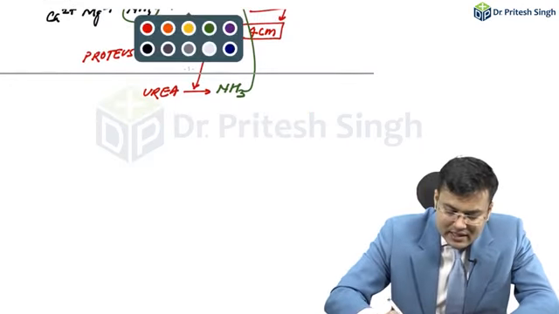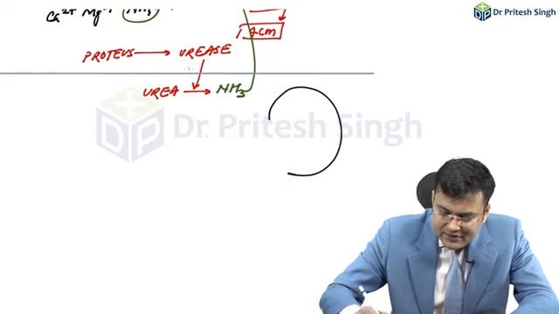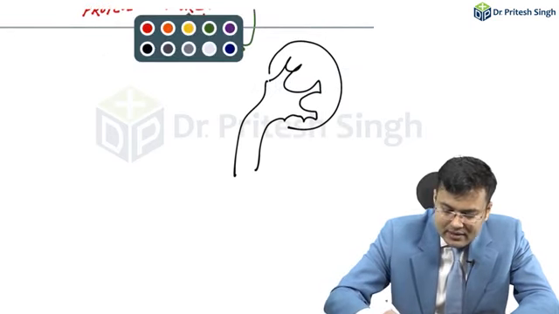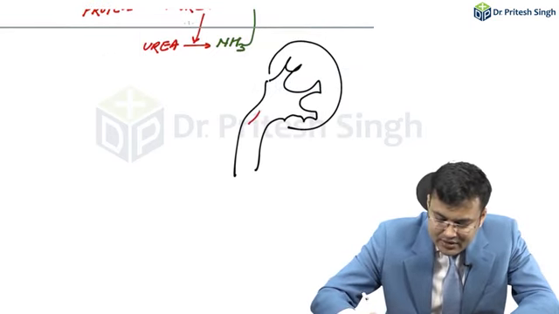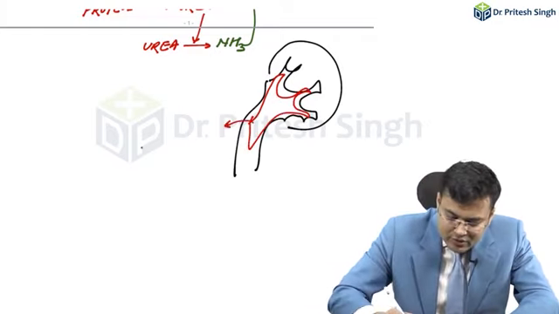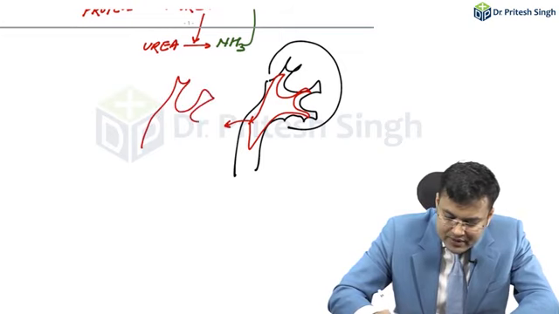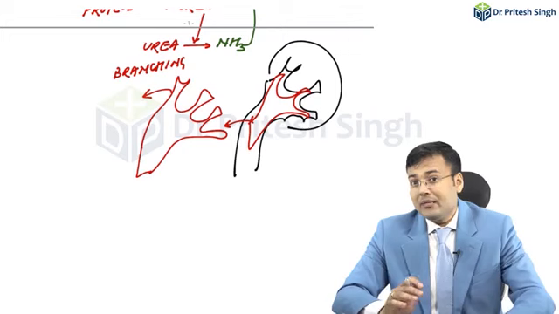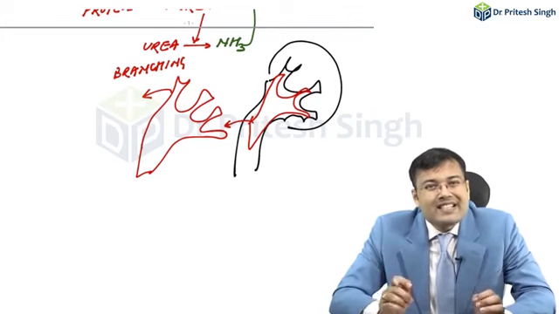Now this staghorn calculi or triple phosphate stone, can you see, this is the minor calyx. There are 3 to 5 minor calyces. The stone is very large. It is so big that it is going to fill the pelvicalyceal system. And if I take out the stone, can you see the shape? The shape of the stone is something like this, and there is branching in the stone, branching like the horn of a stag.